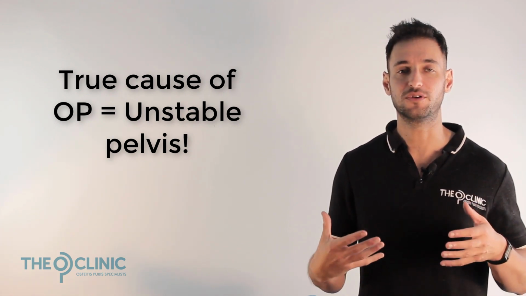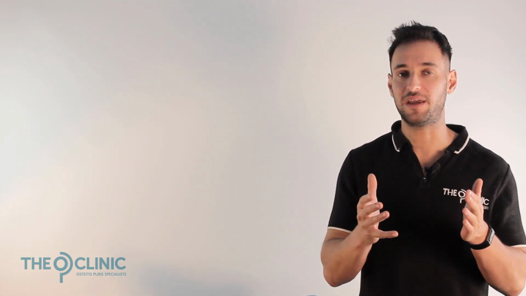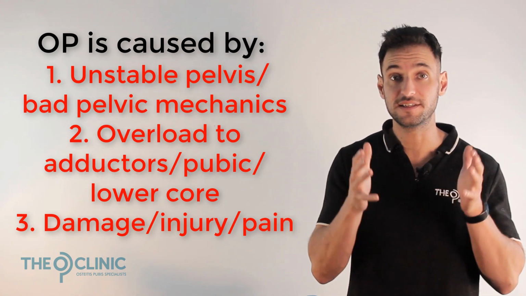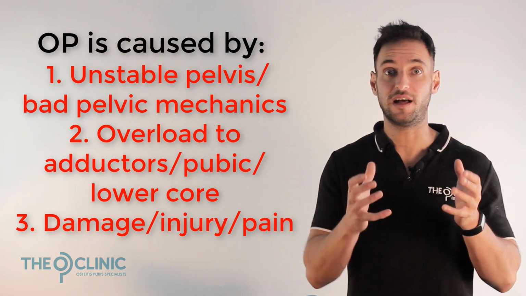And I tried to really drill down to the idea that people who develop OP have it because there are very specific mechanics that the pelvis needs to engage in when you are walking, when you are running, when you're doing things. And that people with OP don't do these mechanics correctly, that they have an unstable pelvis. So when they're walking, when they're moving, their pelvis does these movements in an unstable way.